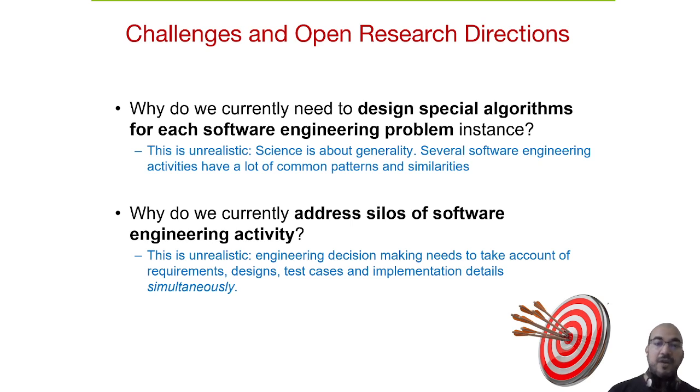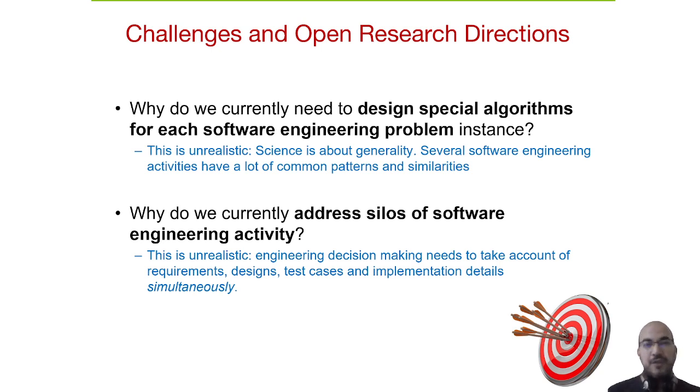There are also other challenges and several research directions that we can take in this field. For example, you may have noticed in this tutorial presentation that we addressed several software engineering problems independently, right? So the question is, how do we currently need to design special algorithms for search for each software engineering problem? For how long we would keep addressing these problems separately?